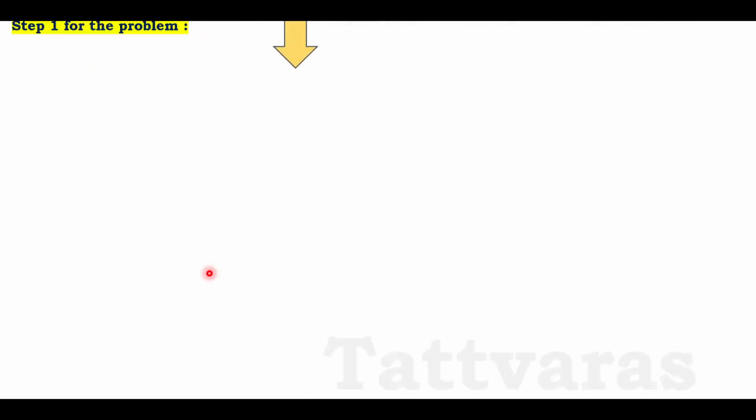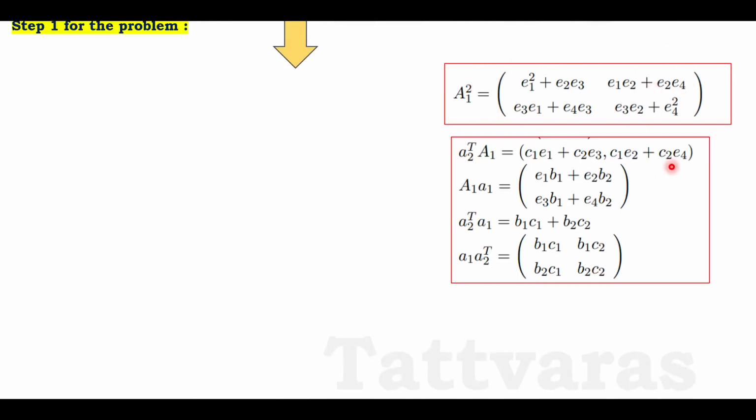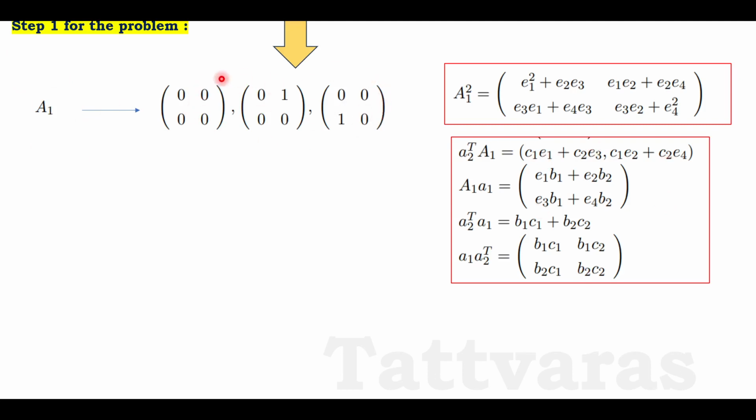So, moving forward to step 1 of the problem, A1 square is of this form, right? And we already know this. Using that, we can say that A1 has only these 3 possible choices, right? Now, if A1 has only these 3 possible choices, what about the possible choices of small a1 and small a2? We know that small a, that scalar, will always be 0. So, we will focus on the possible choices of capital A1, and small a1 and a2.